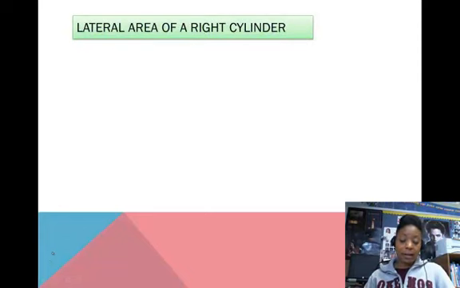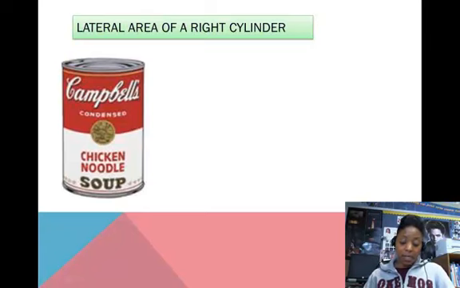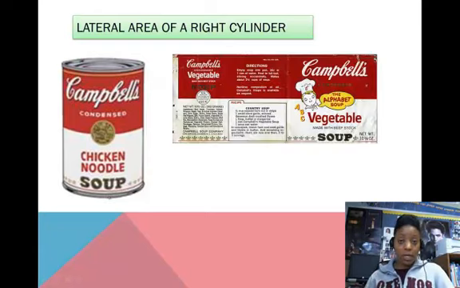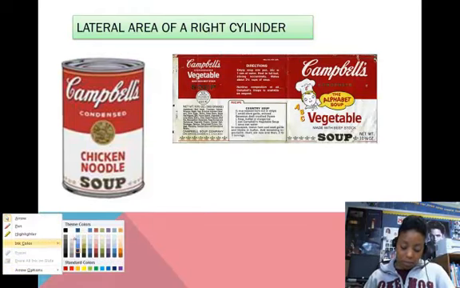So let's look at the lateral area of a right cylinder. What is lateral area? Well, if you can imagine this cylinder, this soup can, we don't want to know the area of the whole thing. We just want to know the area of the label, the area around. So here is our label all by itself. Cut off the can and spread it out. So let's look at what the area of this would be.